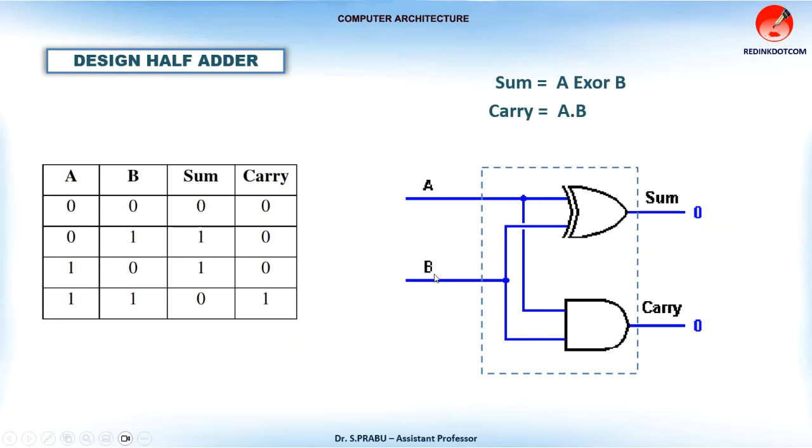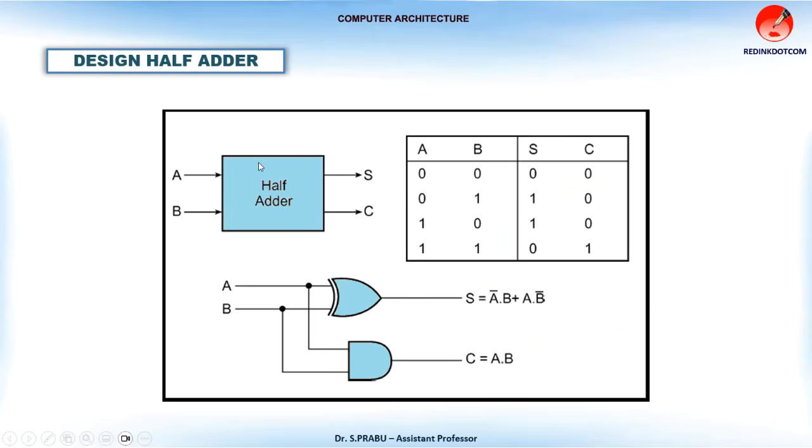So I can connect A and B into an XOR gate and get the sum result. The same input values can be taken and subjected to an AND operation to get the carry result. So in this way we can design the half adder. This half adder can be represented as a logic diagram like this.